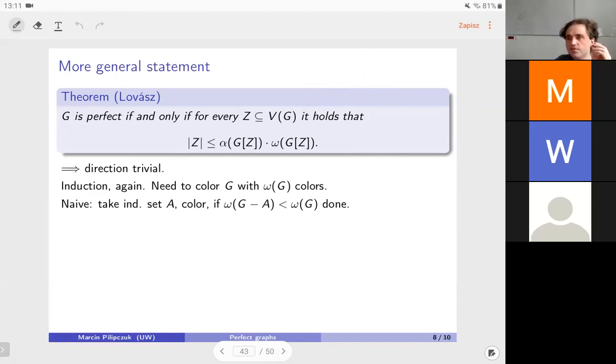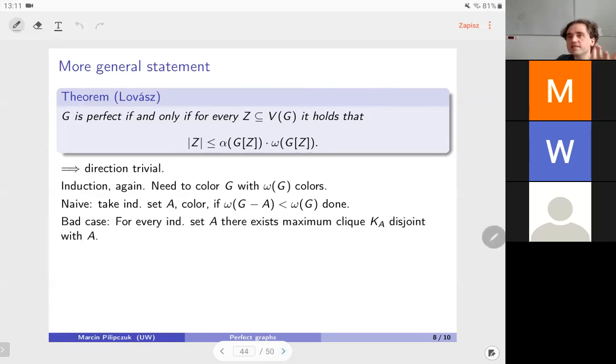Now the assumption is this inequality. You want to really prove that there exists an independent set A so that for each maximum clique K, K intersection A is non-empty. You can take a color that intersects every maximum clique, so that once you delete this color, the maximum clique size drops by 1, omega drops by 1.